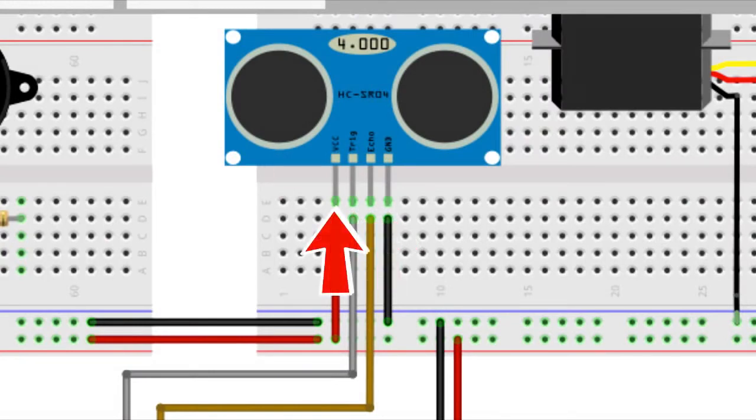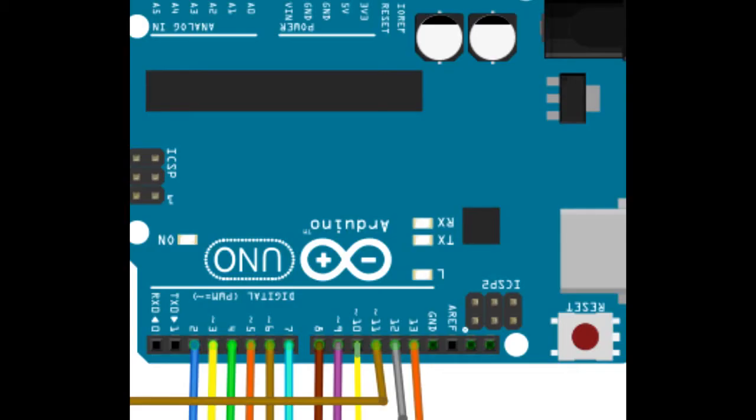The VCC and ground pins of the module are connected to the 5 volts and ground of the Arduino board, respectively. The trig and echo pins are connected to any I/O pins. In our project, we have used pins 11 and 12, respectively. We set the maximum distance to 200 centimeters.